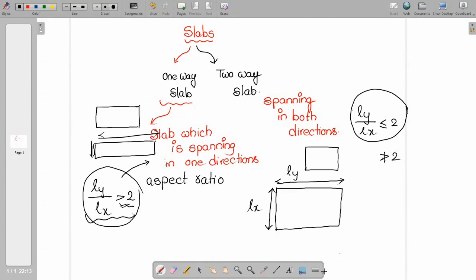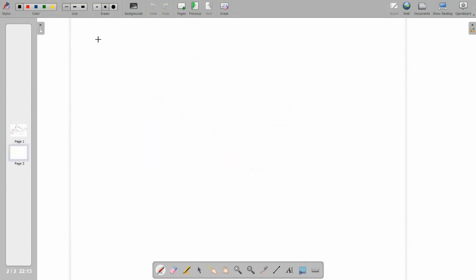Okay. Now see, students, we have a concept called span to effective depth ratio. We have to study this span upon effective depth ratio because we estimate the effective depth of the slab based on this ratio, but only for spans up to 10 meters.